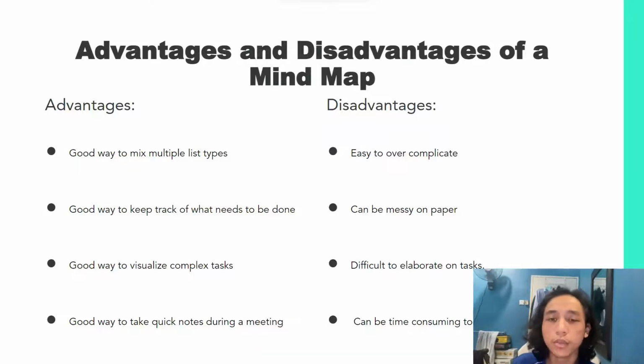The disadvantages of a mind map are that it is easy to overcomplicate, it can be messy on paper, it is difficult to elaborate on tasks, and it can be time consuming to build a proper mind map.